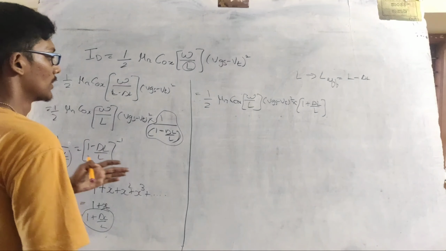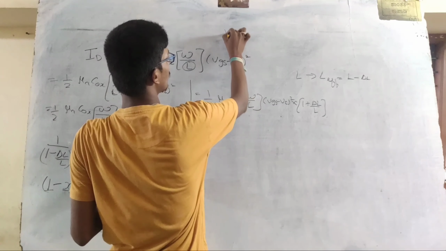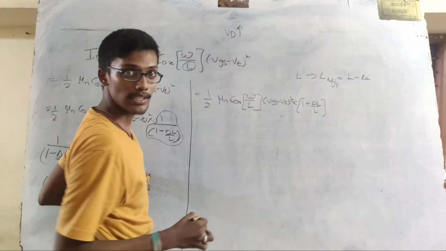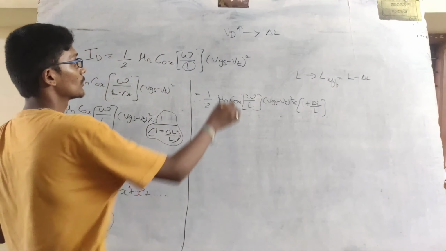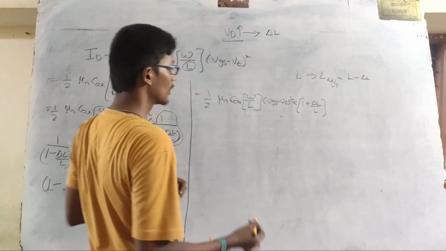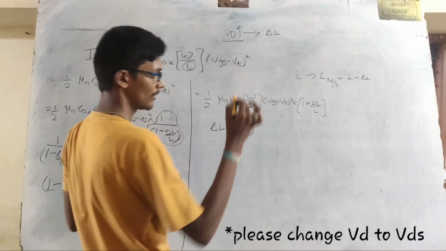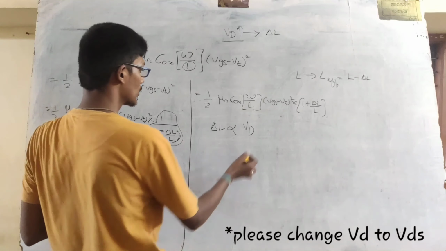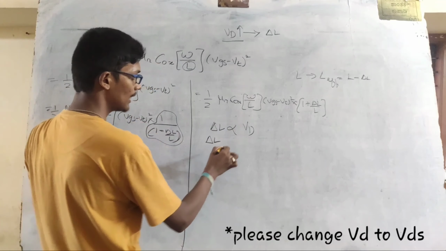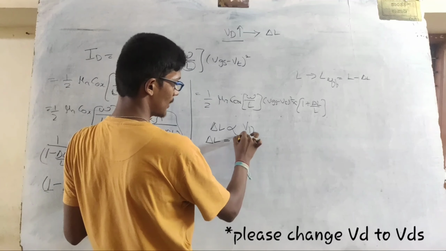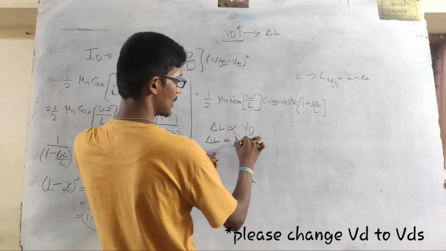Fine. See, we have studied previously that when we increase the drain voltage, our delta L will also increase. So we can say that delta L is directly proportional to VD. I'll take out this proportionality and keep a constant. So delta L will be equal to lambda dash VD. We'll study about this constant further, okay? So delta L is equal to lambda dash into VD.